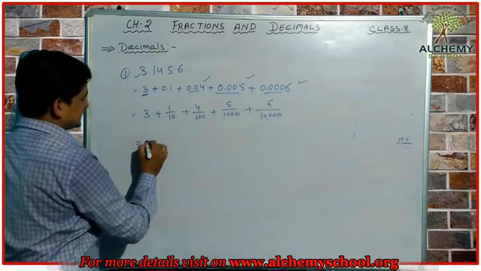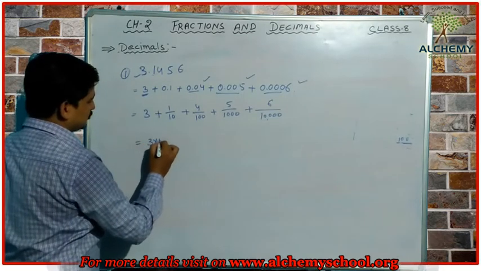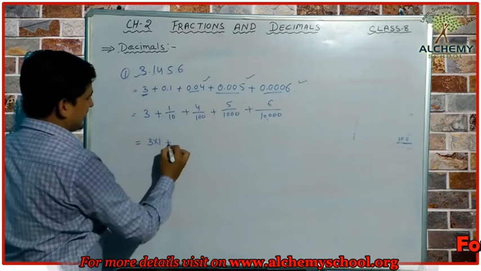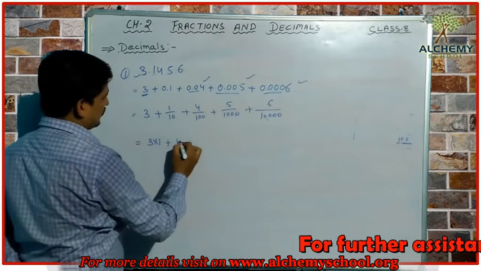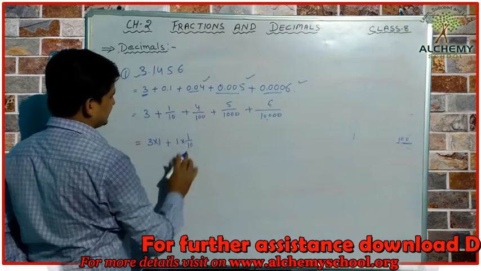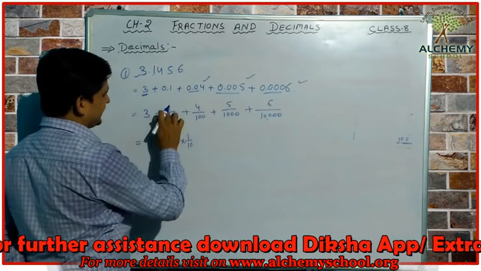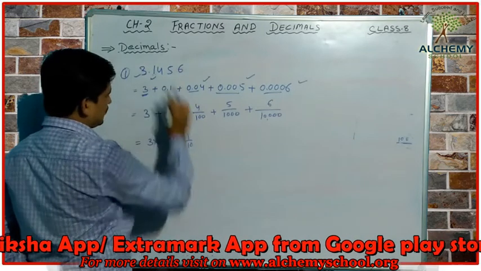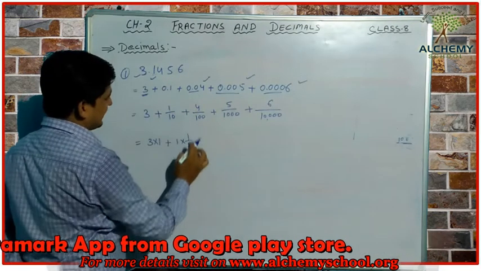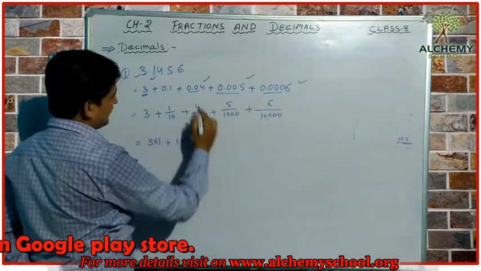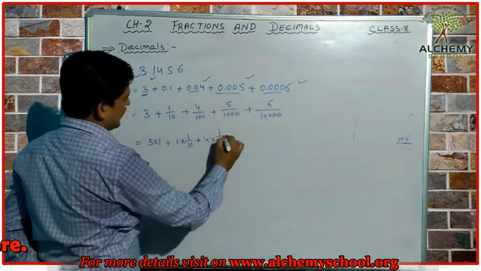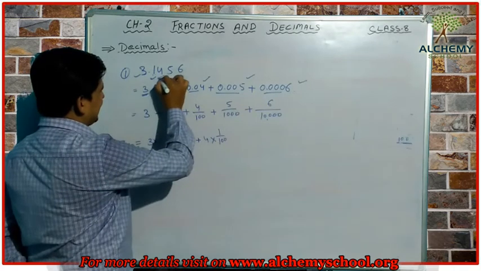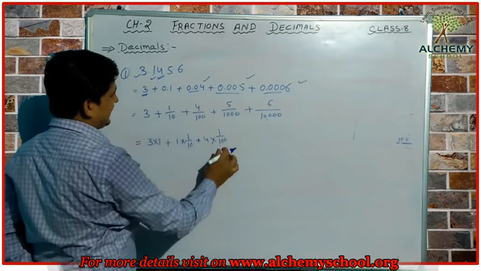Now in the next procedure we can write 3 into 1. Why 1? Because this 3 represents the unit place. Then we have to multiply 1 into 1 upon 10, because we have 1 here, so we have to multiply 1 by its place value. The value of this place is 1 upon 10. The same way we will multiply 4 by 1 upon 100, because 4 represents the hundredth place, so we will multiply it by 1 upon 100.